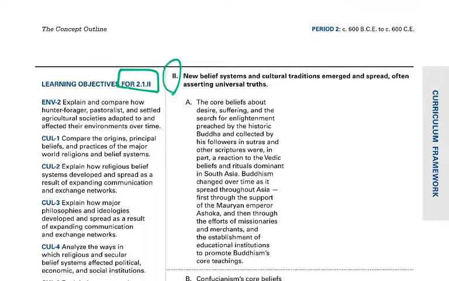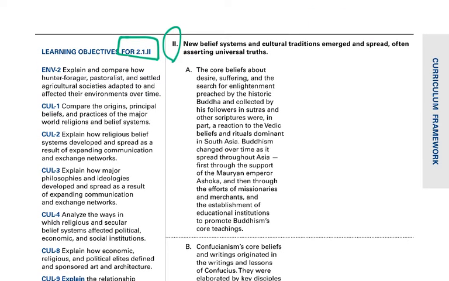Over here, new belief systems and cultural traditions that emerged and spread, often asserting universal truths. So this is important as associated with Judaism or Hinduism from 2.1 I. And other than Zoroastrianism, which is semi-universalist, we see this new spread of universality. Well, what does this mean? Judaism and Hinduism were not missionary religions. They were not meant to preach. They did not go out. They were much more confined to a geographic region and a certain ethnic group.